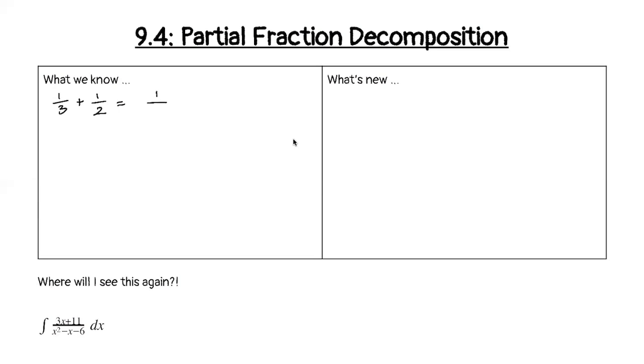The way I like to set these up is I leave a little bit of room in front of the first fraction and a little bit of room in back of the second fraction. And I think about what I need to multiply each one by to get a common denominator. So what do I need to multiply the first fraction by to get a denominator of 6?